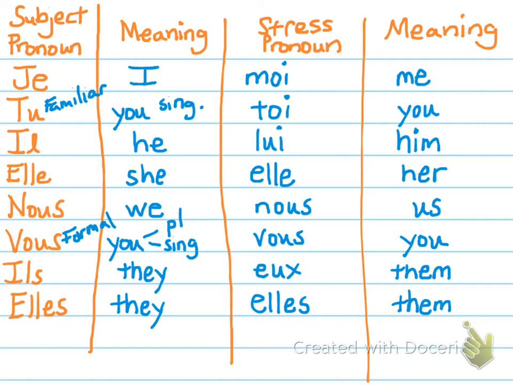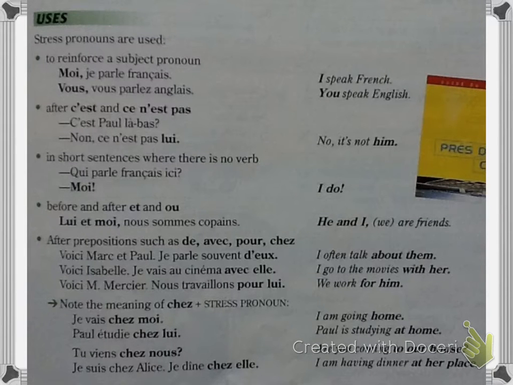Now, one thing that is different between French and English is the fact that the French use these stress pronouns much more than we do. So stress pronouns are used to reinforce a subject pronoun. Moi, je parle français. Toi, tu parles anglais. In English, we don't do this, right? We don't very often say, me, I speak French. You, you speak English. But the French do this all the time, okay?